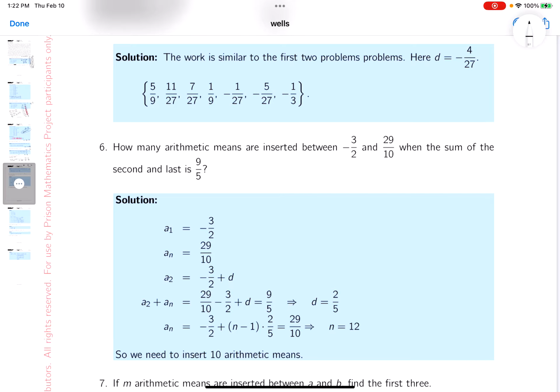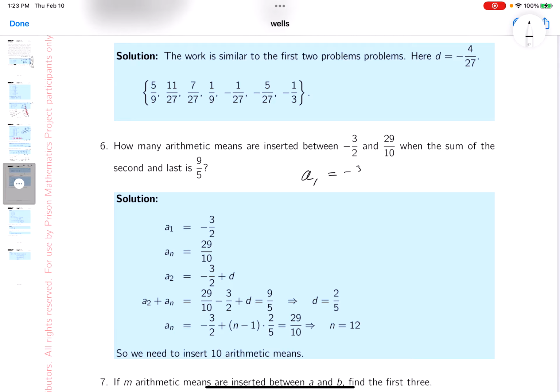Okay, so it says how many arithmetic means are inserted between -3/2 and 29/10 when the sum of the second and the last is... Well, I'm going to write some things down now. The first thing I want to write down is A1 is equal to -3/2. And I'm going to say AN is equal to 29/10.